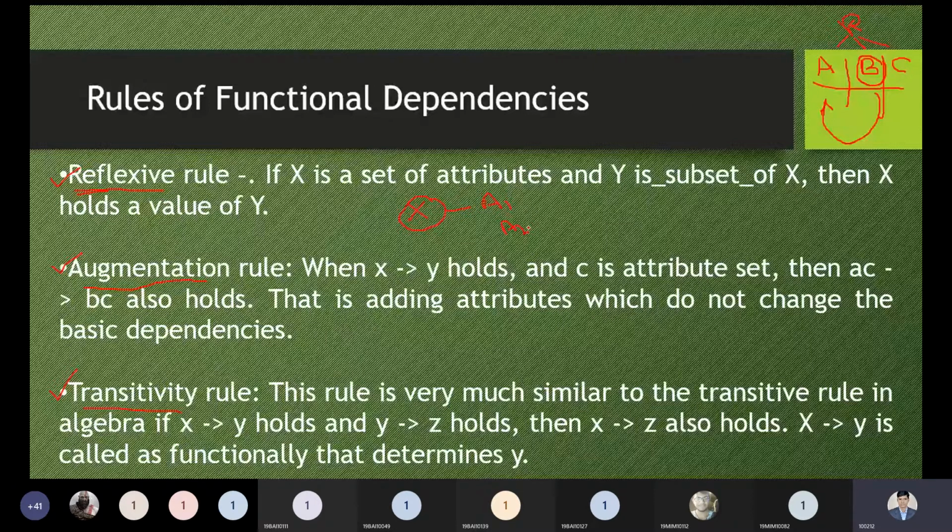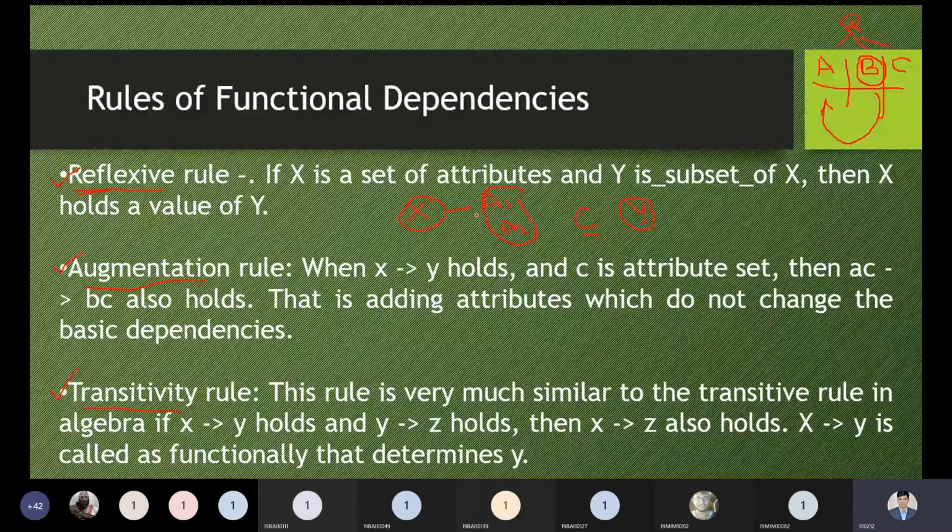Y can have any attribute, or it can have a single attribute. So suppose Y is a subset of X. Then X holds the value of Y. Of course, X will hold some value of Y. When we're talking about this concept, then we have the reflexive rule. So it will reflect some information. This is a point we need to keep in mind.